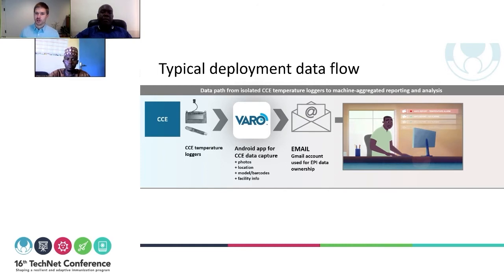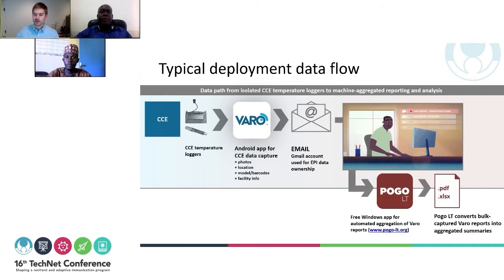API managers can then log into that email account to review the VARA reports directly. But clearly, if there are hundreds or even thousands of VARA reports, reviewing each individual email would be quite time consuming. So we've also developed a tool called Pogo LT, which is a little free Windows application that users can install on their local computer.